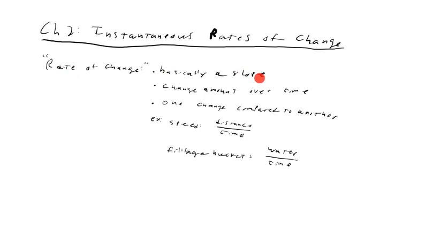You're talking about slope, right? How much the rise over run is. A slope, which is rise over run, is a type of rate of change. How much something goes up and down versus how much something goes across. That's a rate of change. It's one change compared to another. A change in distance over a change in time. A change in water over a change in time.